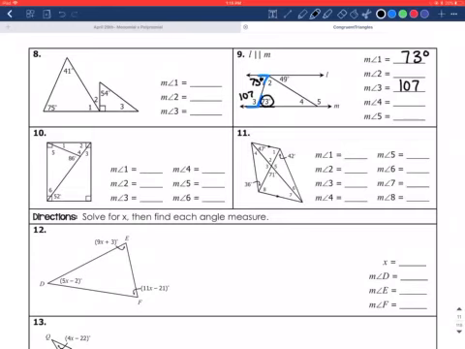And some of you are like, dude, that's just alternate interior. Yes, I agree. But I'm trying to make sure that I get to everything. So I did consecutive interior. I did a linear pair there. I'm trying to just make sure I cover all of them. So then it's kind of obvious from here, 73 degrees, angle 2, and 49 would all add up to 180. So you add up 73 and 49 and subtract that from 180, and that will give you 58 degrees. So angle 2 is 58.